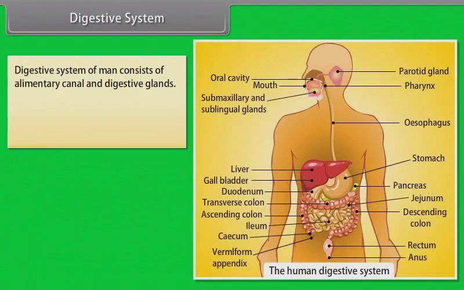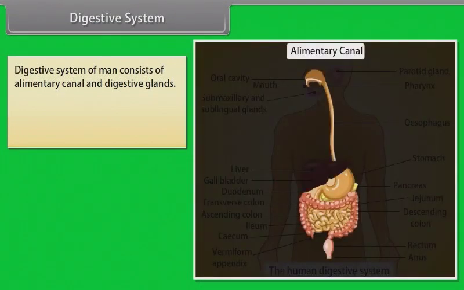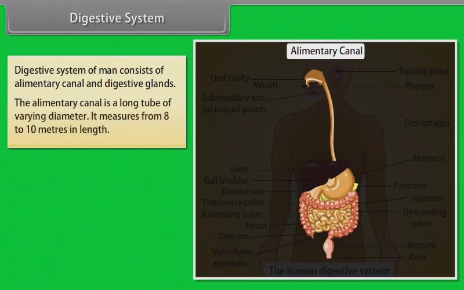Digestive system. The digestive system of a human consists of the alimentary canal and digestive glands. The alimentary canal is a long tube of varying diameter. It measures from 8 to 10 meters in length.